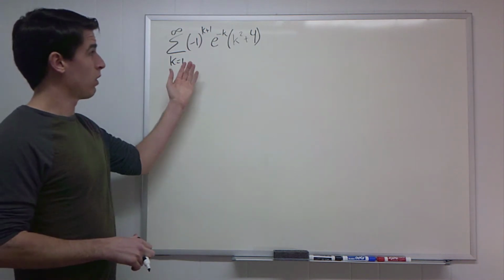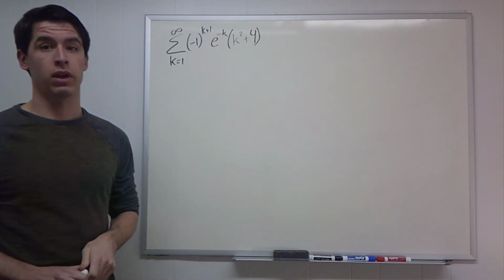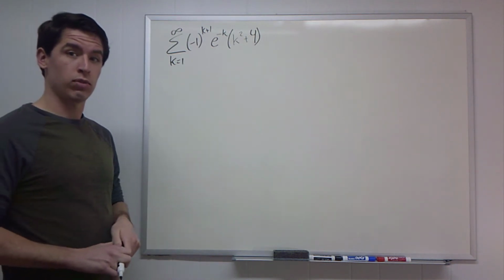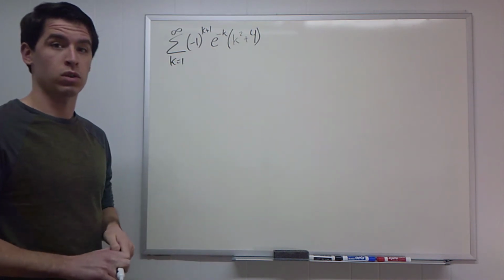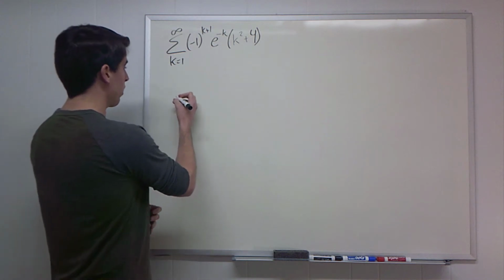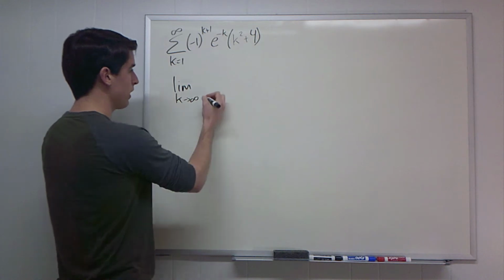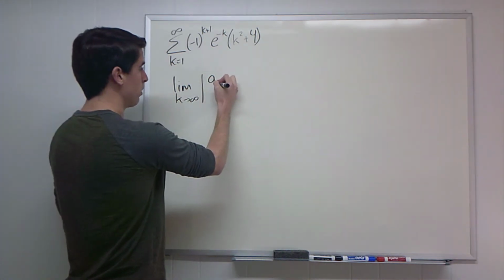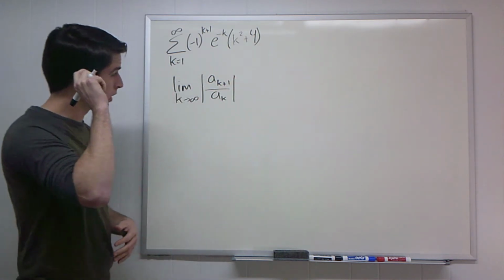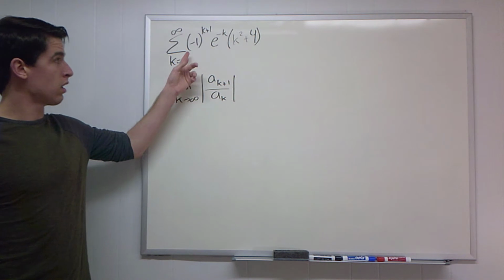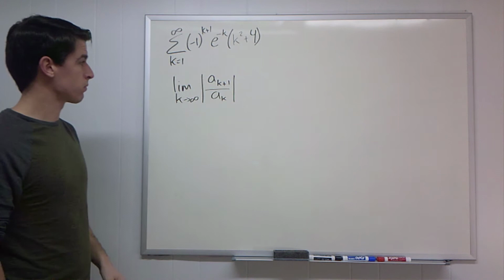And sometimes when there's a lot going on with your series, trying the ratio test can be really helpful. So let's use the ratio test and see how it helps us determine whether the series converges or diverges. So recall, for the ratio test, we want to look at the limit as k goes to infinity of the absolute value of a_{k+1} over a_k, where again, a_k is just this expression right here. It's the kth term in our series.